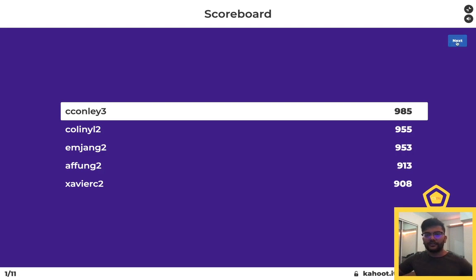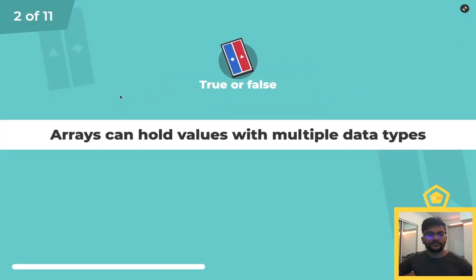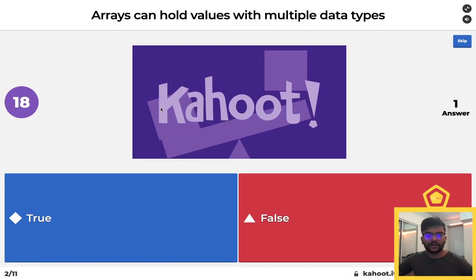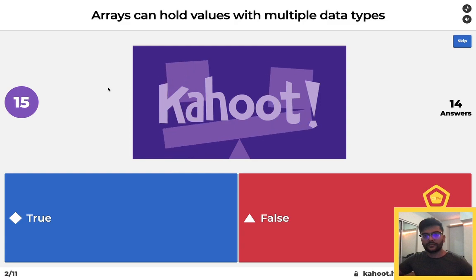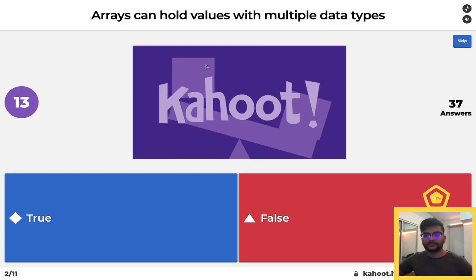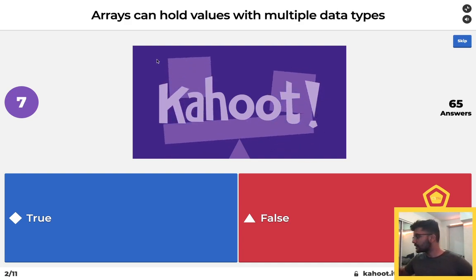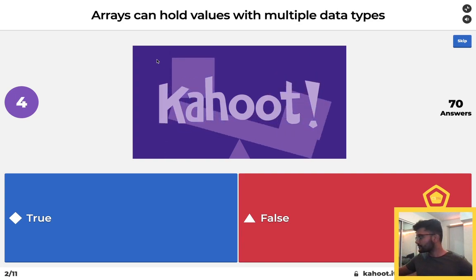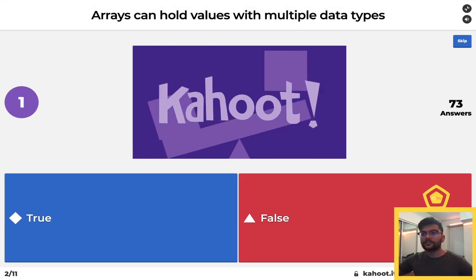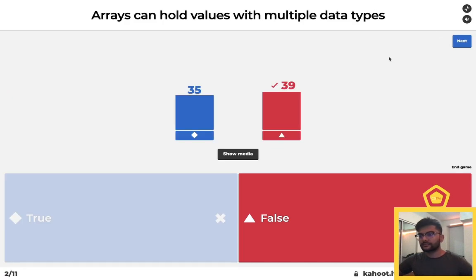A bit of recap of our first lecture. Arrays can hold values with multiple data types, true or false? Alright, so this is a bit of a mix. The question was, arrays can hold values with multiple data types. Unfortunately, in Rust, you can't do that. Your arrays must all have the same type. So this was false.